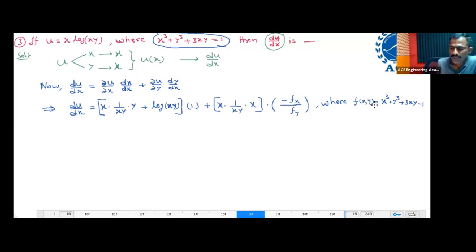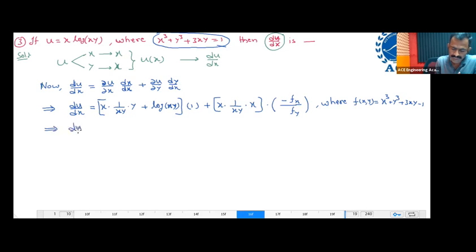Directly by differentiation, term by term, we can write the dy by dx, or we can use this implicit method, but using the implicit differentiation method is simple. Here we should find the dy by dx. We cannot write y in terms of x, which is why we are finding the dy by dx using implicit differentiation.